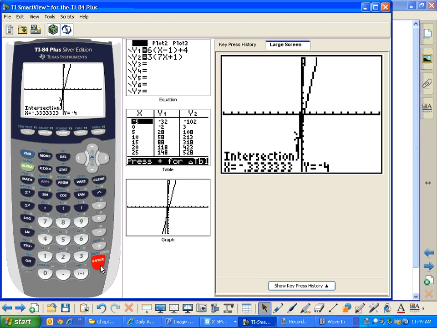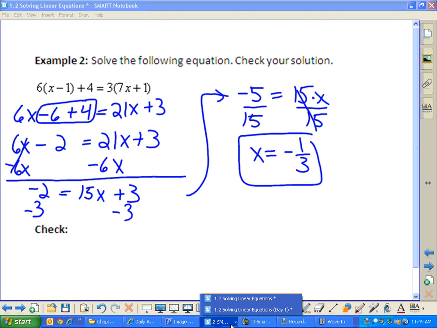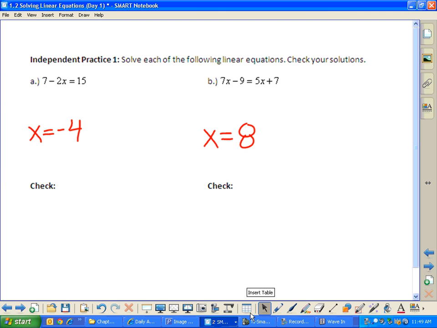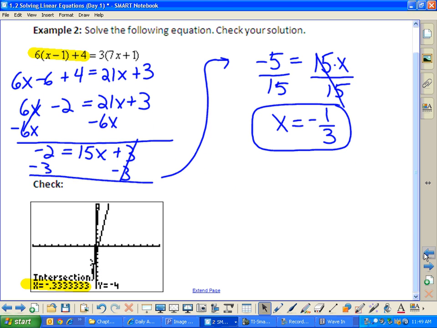You see that? X equals negative 1/3. That's what we got for our problem. So it is super handy to have this as a tool to check. I went ahead and checked this problem graphically and I saw that this answer here matched this answer down here. I got negative 1/3. We found the x that they share in common. Questions about that? Yes.